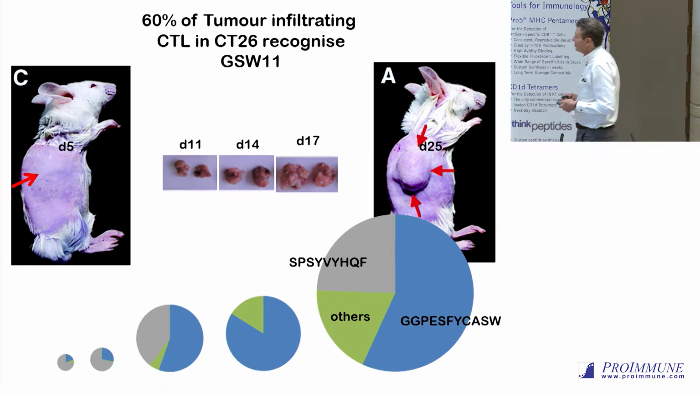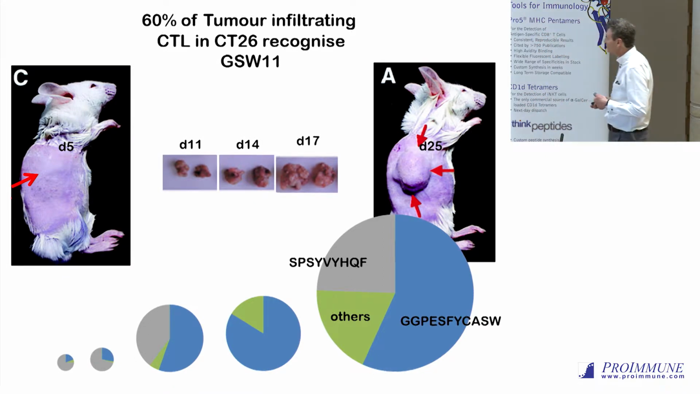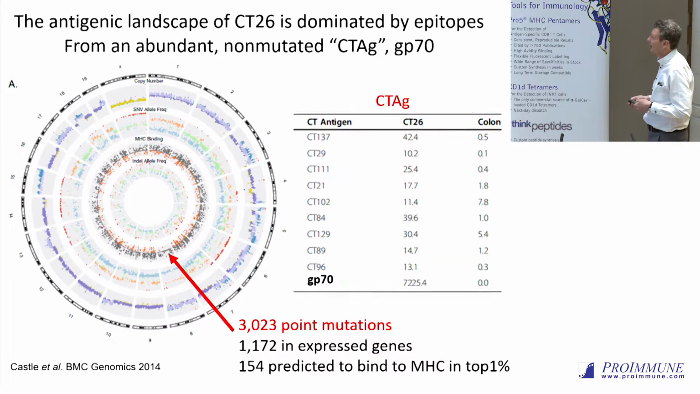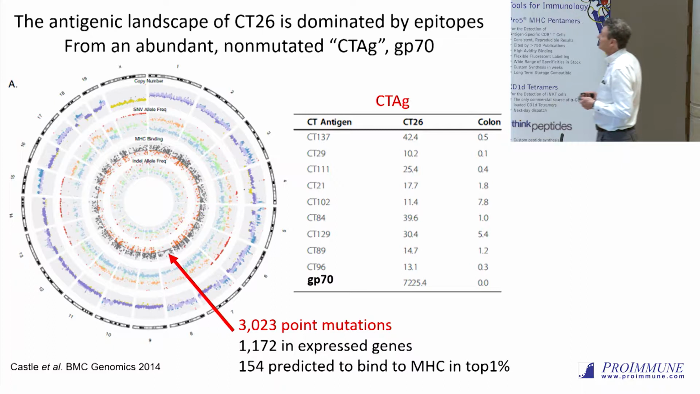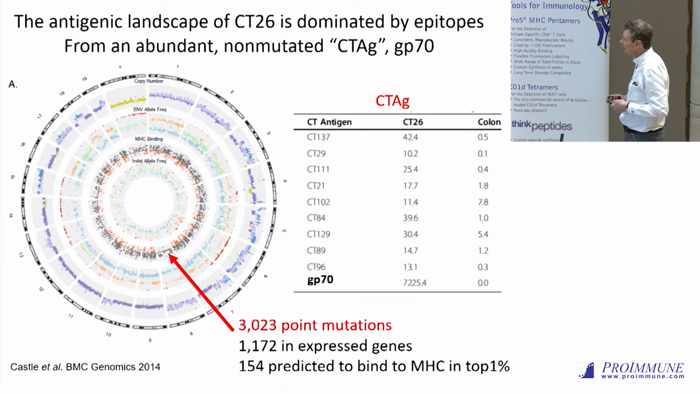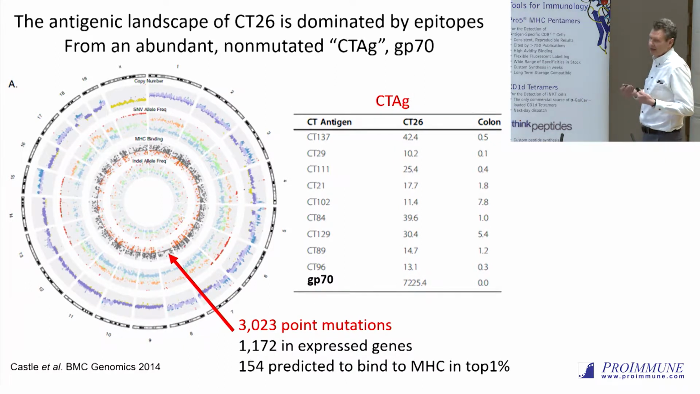So how can we use this sort of information? Well, it'll help us explain phenomena like this, so how such a fast off-rate peptide can become immunodominant. When you look at the genome of the CT26 tumour, you can map its mutanome. There are about 3,000 point mutations in the tumour that, when you put it through the filter funnel, yields about 150 peptides that are predicted to bind to MHC in the top 1%.